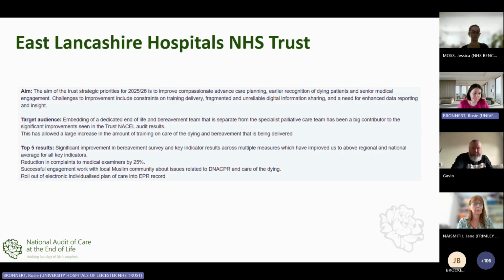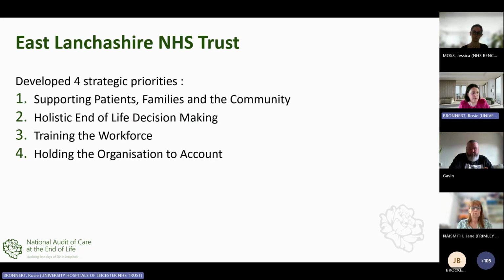And then East Lancashire have done lots of improvement work. I know that they have talked in their write-up about the importance of having a dedicated end-of-life and bereavement team that's separate from the specialist palliative care team, and that has been very helpful to them influencing change at a wider level. So they've reflected on that in detail, but they also talk about how they've used things to thread through their different work streams and make sure that the patient and families are central to that in all aspects of the care and the quality improvement that they are doing.